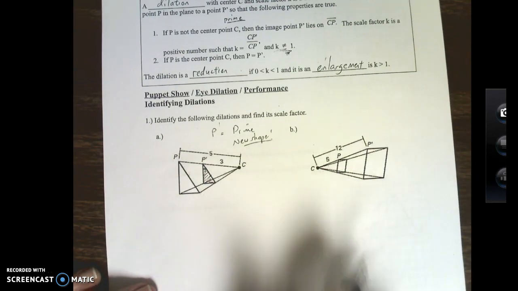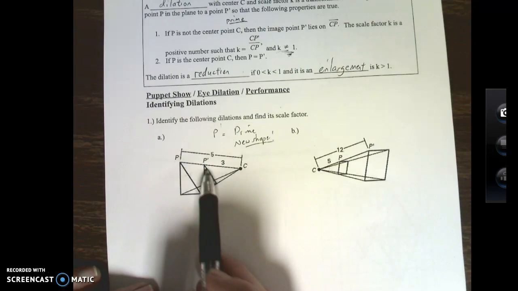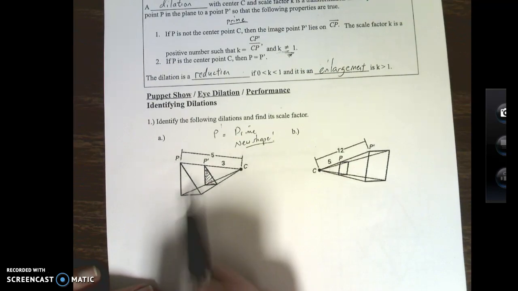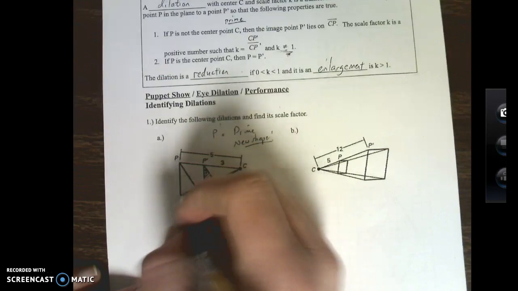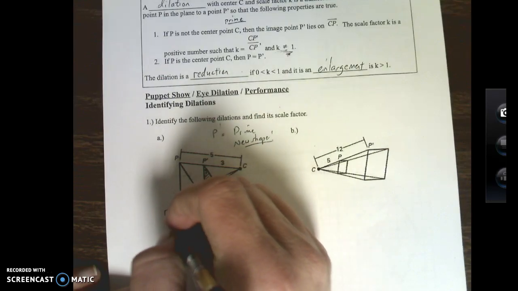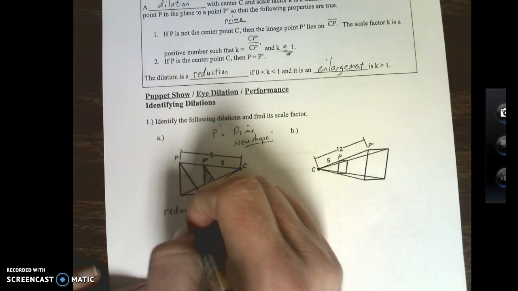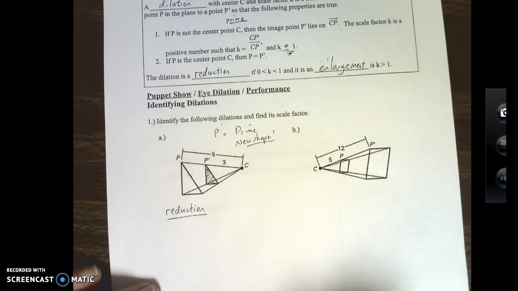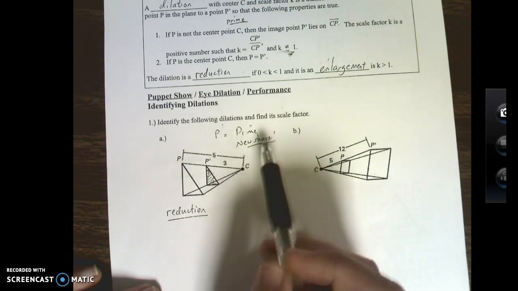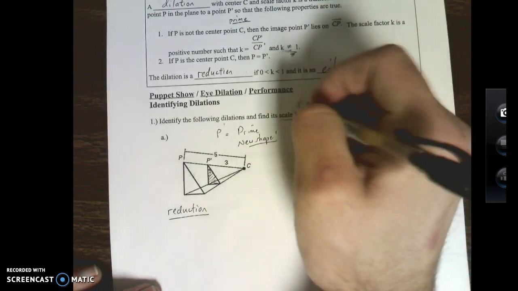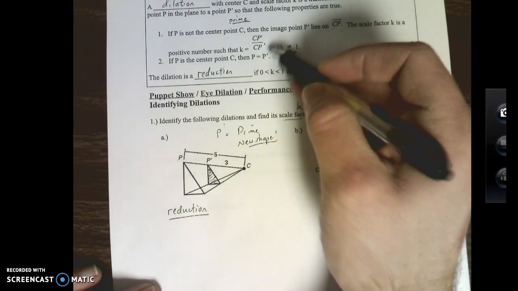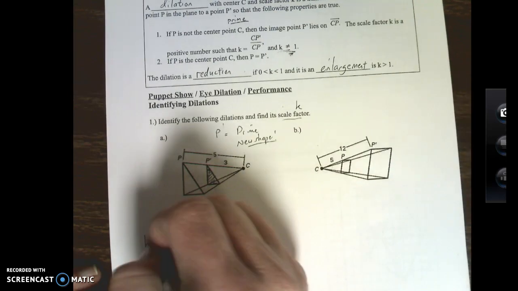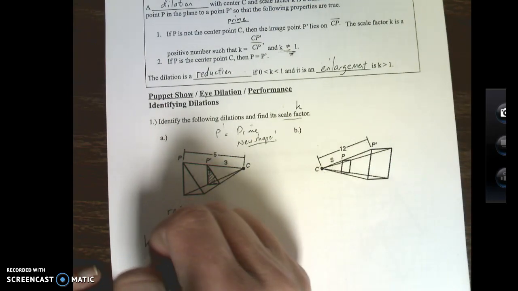Guys, use some common sense here. Do you think this shape is getting smaller or bigger compared to the original? Hopefully you'll notice that it's getting smaller. Since it's getting smaller, we call that a reduction. So we're labeling it a reduction. Now, if you want to figure out your constant K, because your scale factor is K, like we see up here, K equals CP prime over CP.